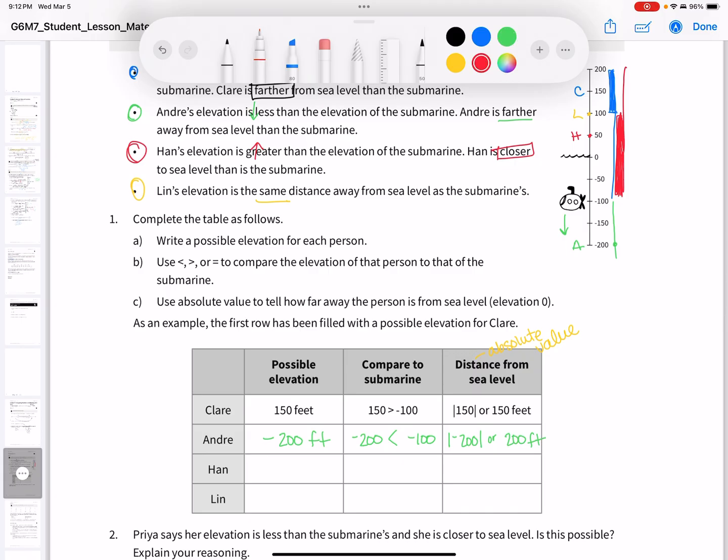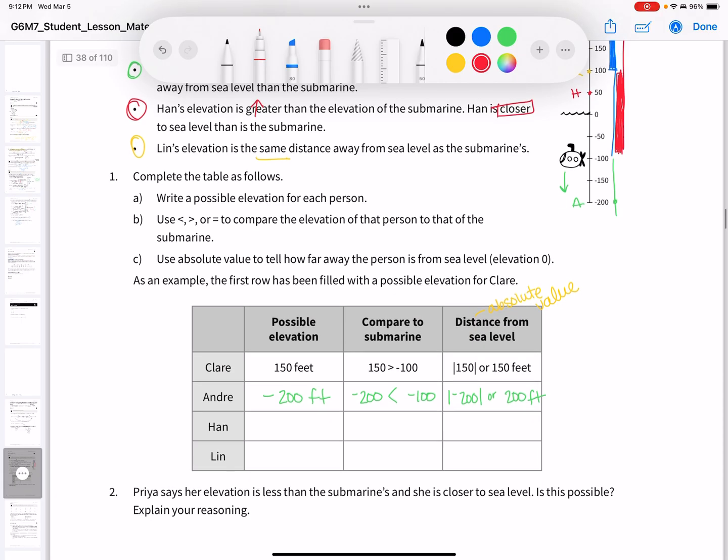Let's do Han. Han's possible elevation is 50 feet. 50 is less than, greater than, or equal to negative 100? Well, it's above negative 100, so it's actually greater than negative 100. And the absolute value of 50 is 50 feet, because it's the distance away from 0. You have to travel 50 feet to get to 50 feet. All right, let's do Lin.